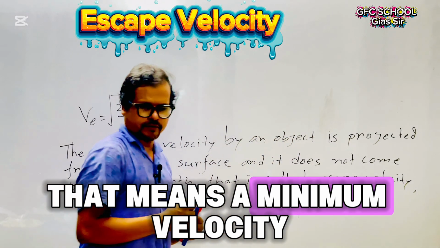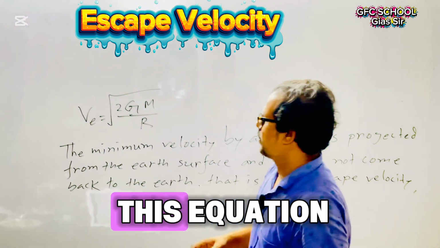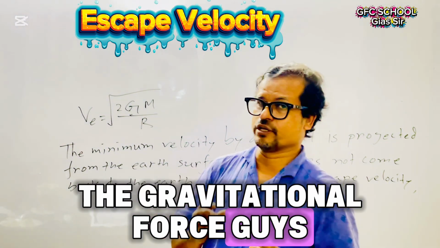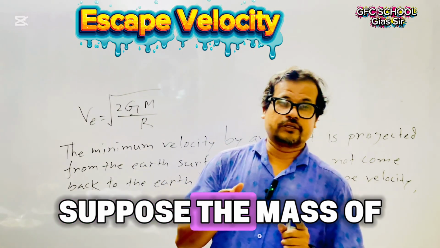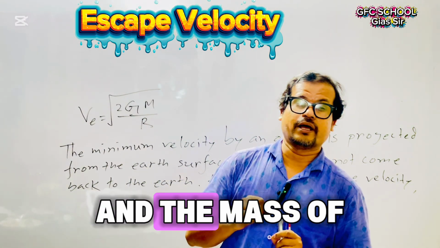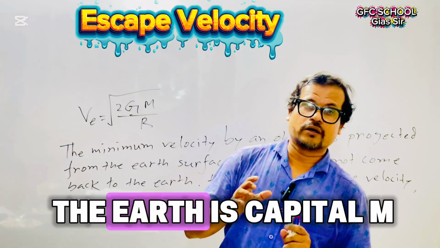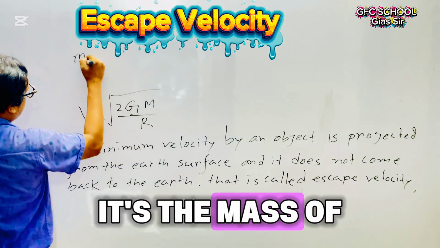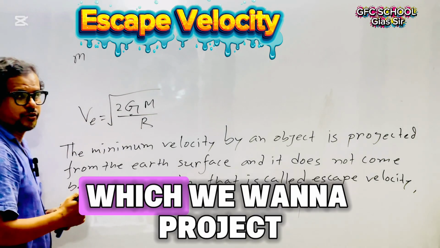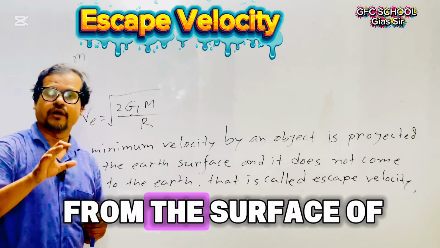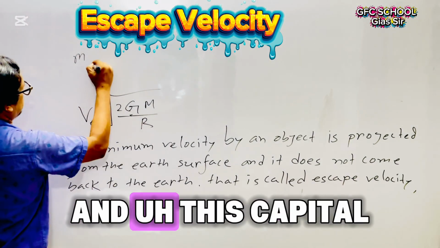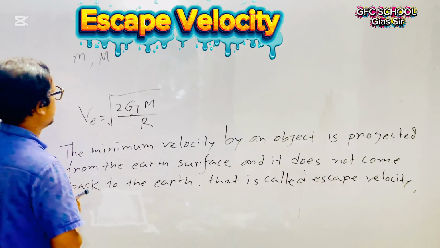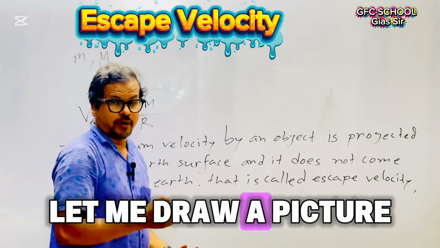That means it's a minimum velocity, and for finding out this equation, we have to know the gravitational force. Guys, suppose the mass of the object is small m and the mass of the earth is capital M. Small m is the mass of the object which we want to project from the surface of the earth, and capital M is the mass of the earth. And actually, let me draw a picture.